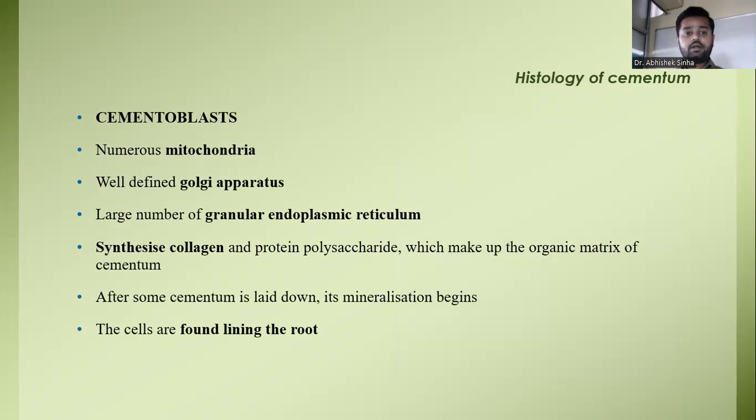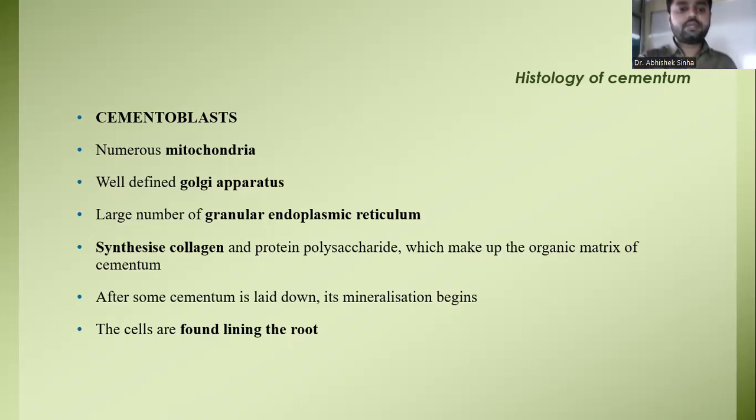Now, since it is a cell which is leading to growth, like proliferation and differentiation, it will have a lot of work to do, right? Mitochondria is the center of energy activity, so cementoblasts will have numerous mitochondria. They will have a well-defined Golgi apparatus, and a large number of ERs, that is endoplasmic reticulum, right? All the cell features that you studied right from your class 11 biology will be a part of the cementoblast or any blast cell. They synthesize collagen and protein polysaccharide, which make up the organic matrix of cementum.